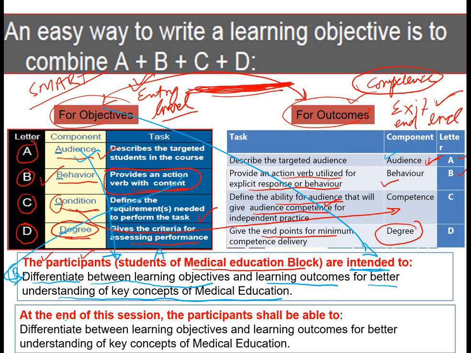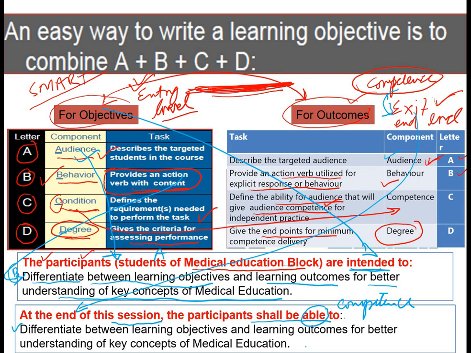At the end, remember, you are at the exit level. So if you are at the exit level, you will determine at the end of this session, whether your students are in the PBL or in the classroom, that the participant shall be able to. It gives you a certain level of competence, and this level of competence is gained at the end, as I discussed. So from here you can come to know that this is the learning outcome. For what? To differentiate. The same action verb is there between learning objectives and learning outcome, for better understanding of the key concept.